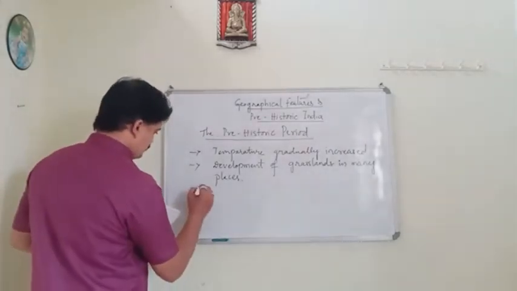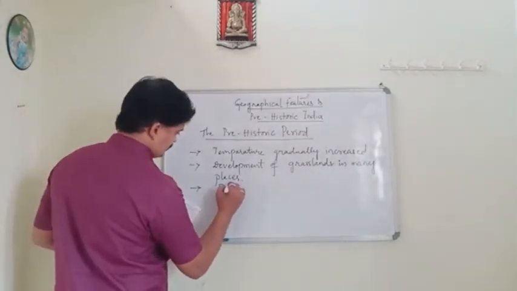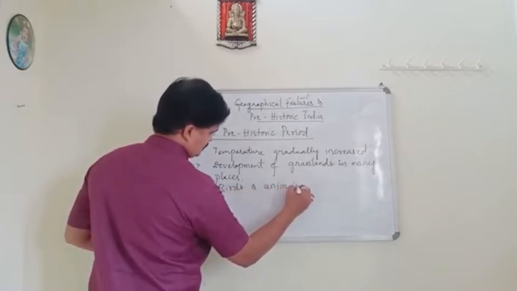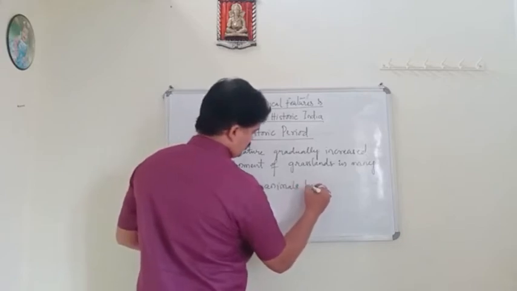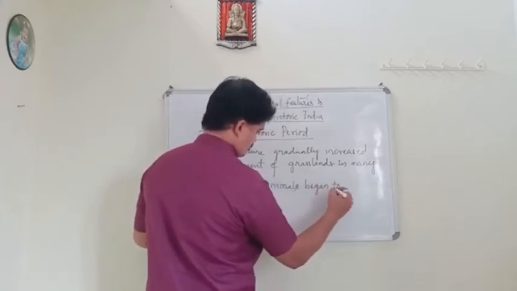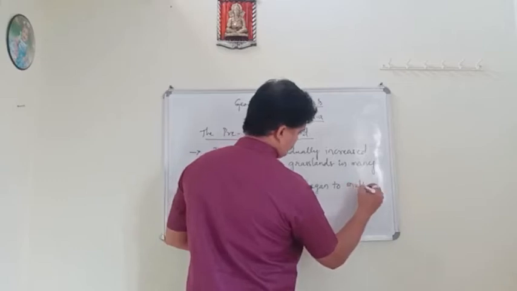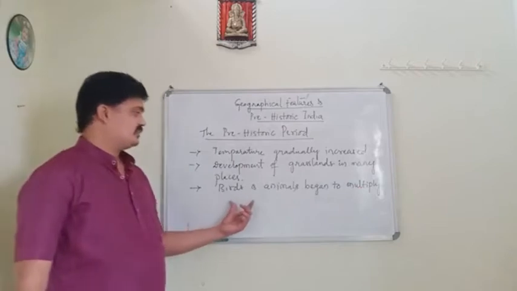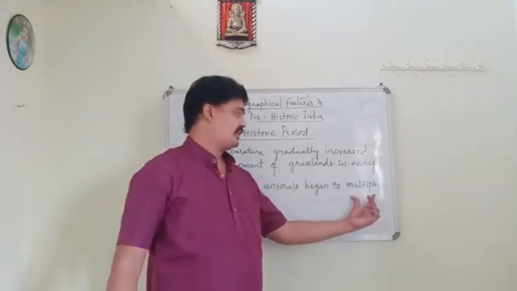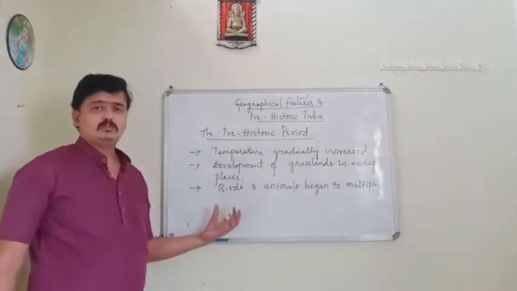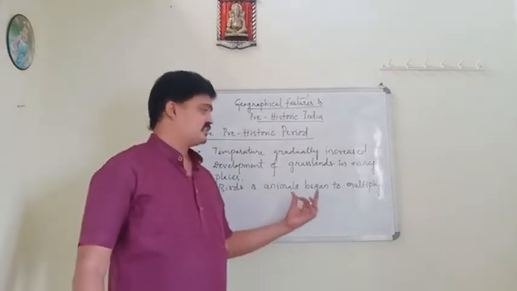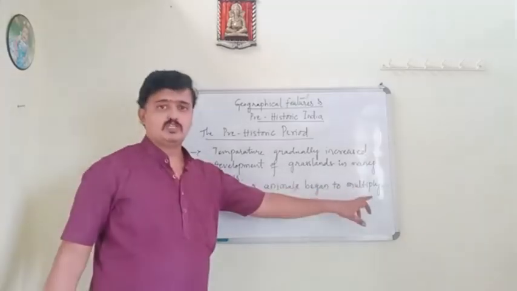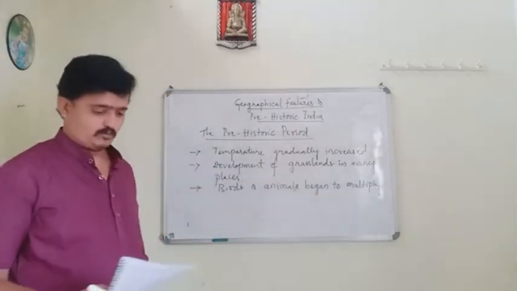The next: birds and animals began to multiply. It means the number of animals and birds increased. So this is also one of the changeovers in the Earth's environment.